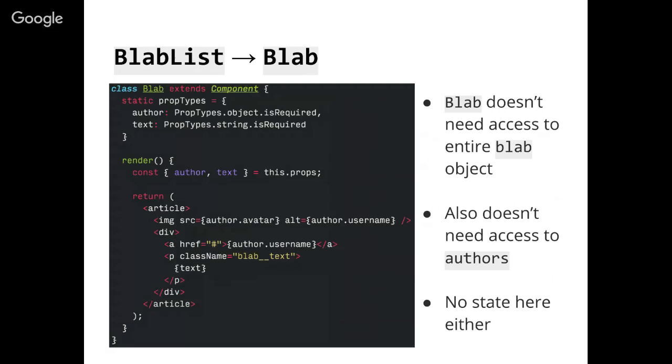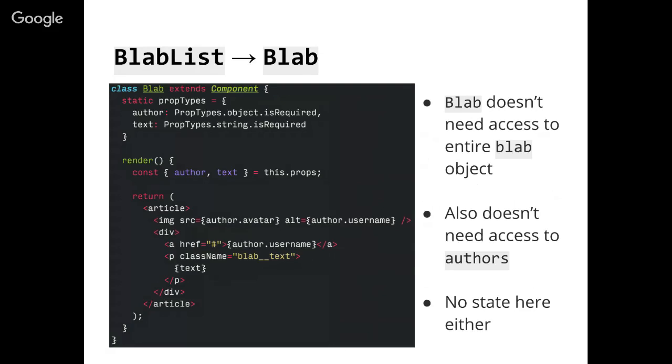Inside each blab, again, we're expecting some things to be passed down. Just the author, just the text. We're not passing down the entire object because it really doesn't need it. And otherwise, no other state. This is just where the rest of that HTML went for every article.